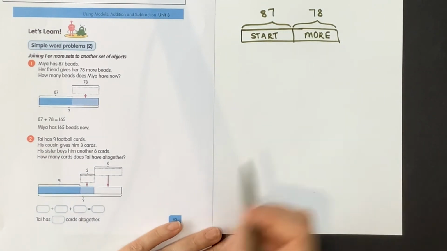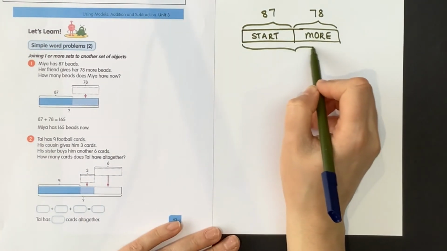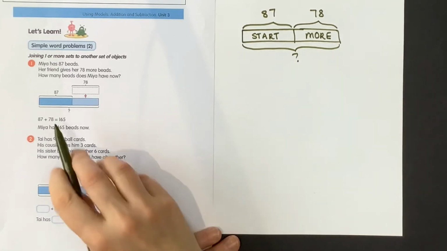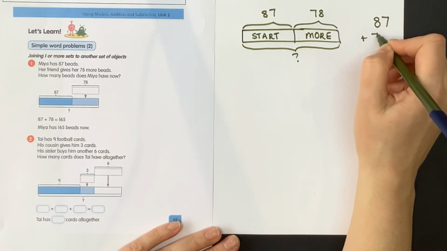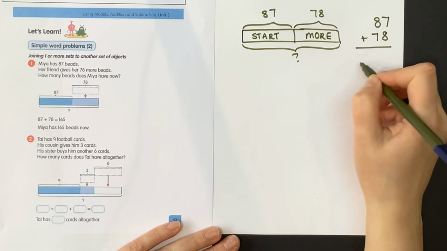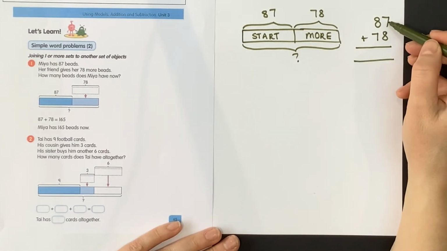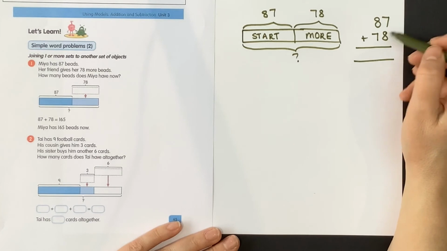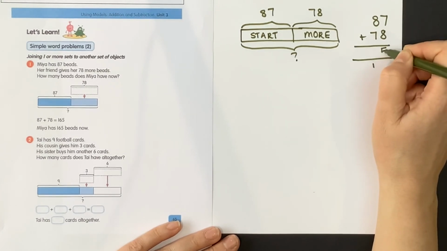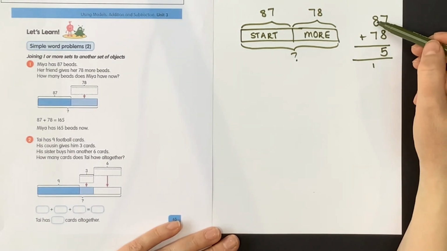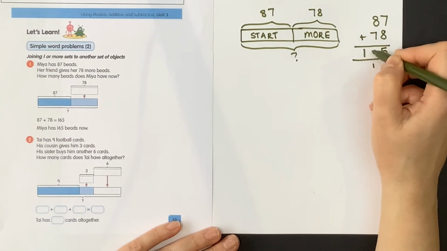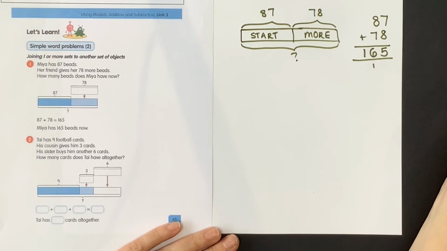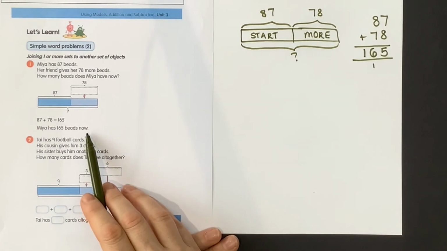So to work out how many she has altogether, we need to find the total. So you can see it's done here for you. I'm just going to go through it in a column as a reminder. So we'll do ones first. 7 ones add 8 ones is 15 ones, which is 1 ten and 5 ones. And then tens, we've got 8 tens and 7 tens and 1 ten, which is 16 tens, which is 160. So Maya has 165 beads.